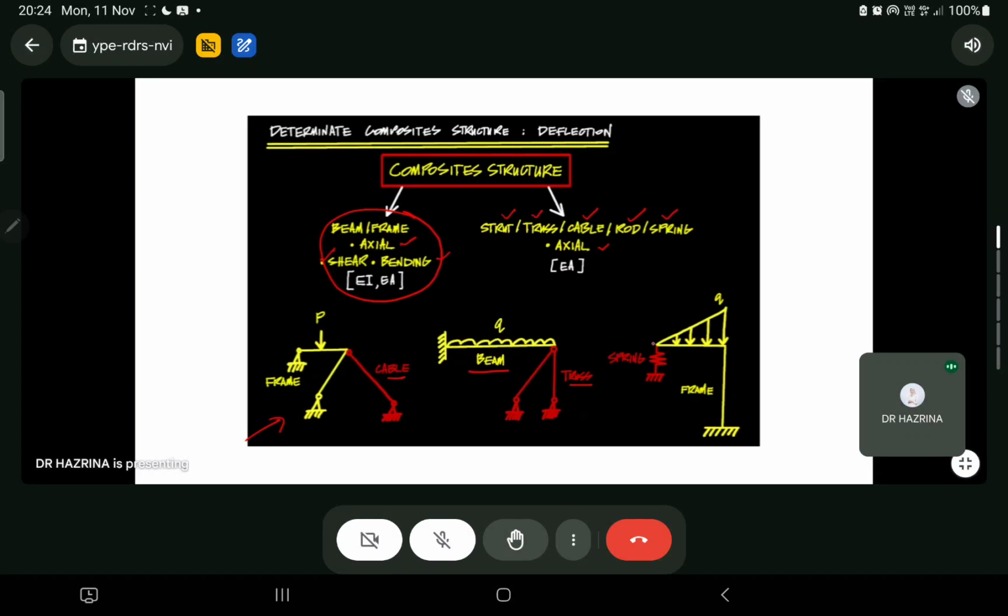So you might ask, spring tu kenapa? Dia nak refer kepada apa? Okay, selalunya kita akan menggunakan spring. Okay, spring adalah untuk kita nak idealizekan soil structure interaction. Soil structure interaction. So apa tu soil structure interaction? Kalau you tengok bangunan kita, kita dibina di atas tanah.